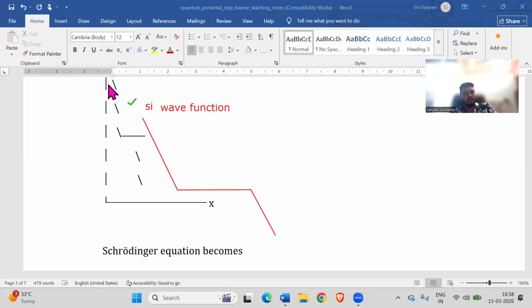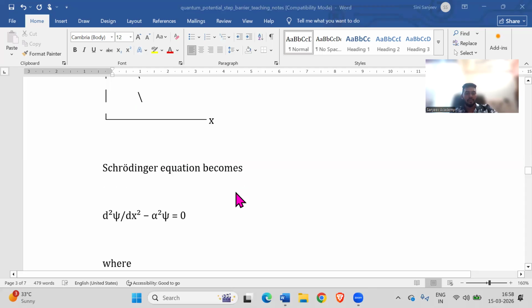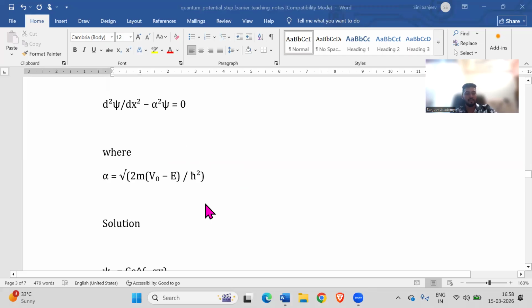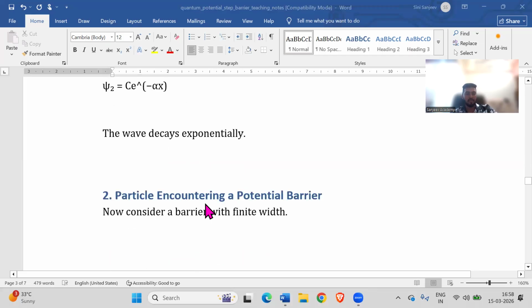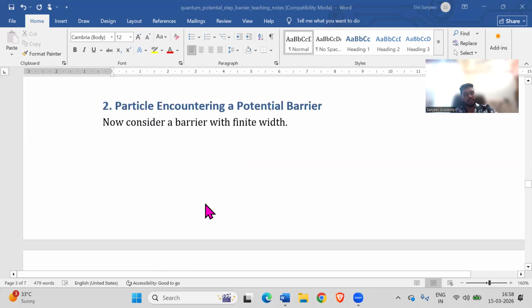There is something which we should all know. From the Schrodinger wave equation, we'll find what alpha is, and psi 2 also we'll get. So this is something which you should know. Now coming to the particle encountering a potential barrier with finite width.